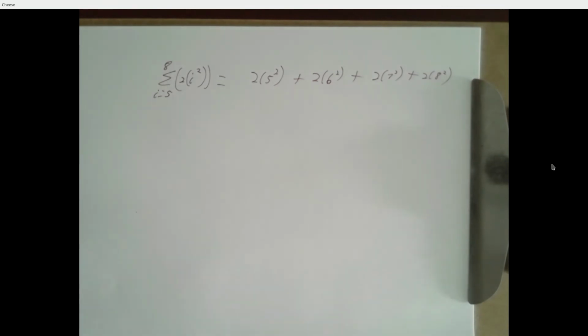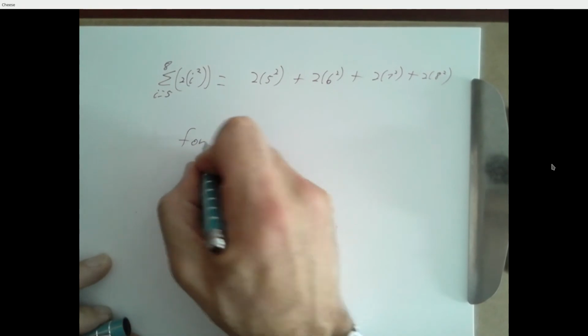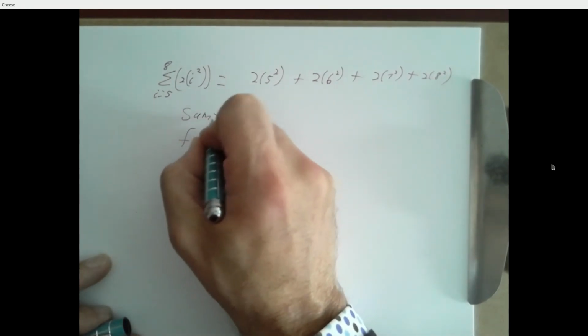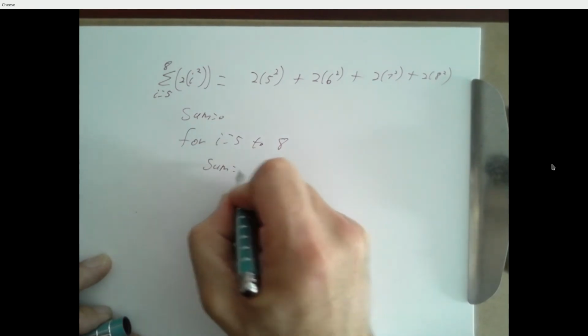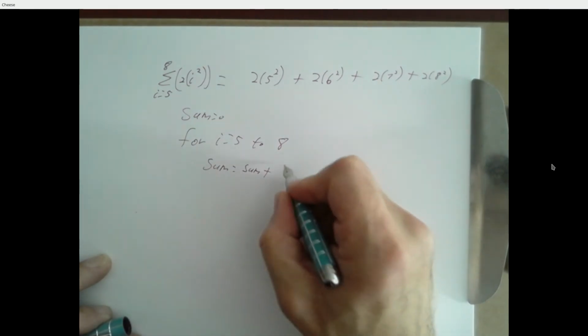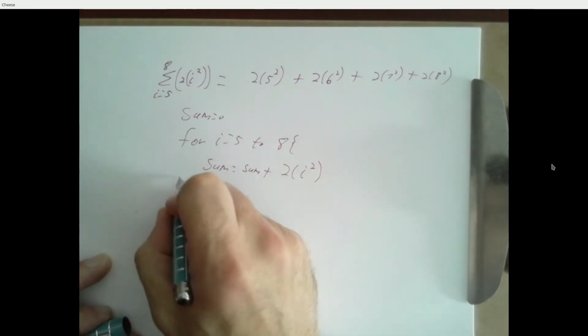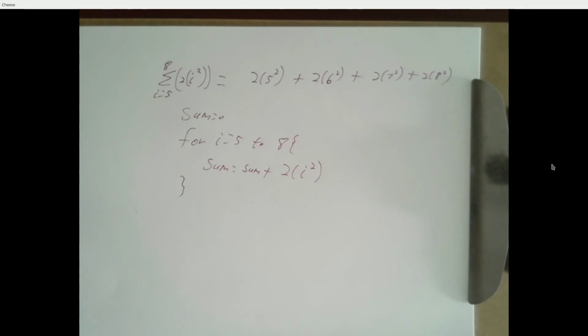And again, it's just a for loop. Right? This is for I equals 5 to 8. Sum equals 0. Sum equals sum plus 2 times I squared. Right, so that's how we write it in code. Really weird language. So everyone okay with that?